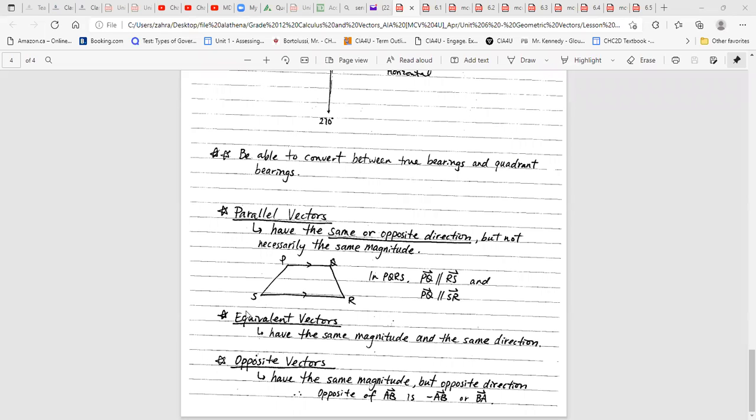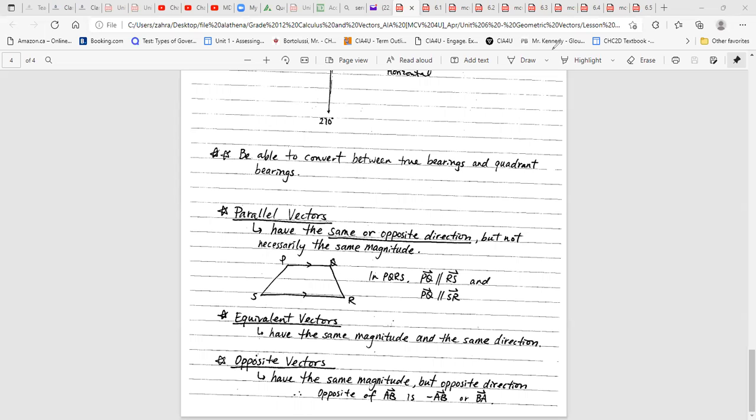Equivalent vectors are vectors that have the same magnitude and the same direction. And opposite vectors are vectors that have the same magnitude but opposite direction. Like here, these two vectors are opposite, they have the same magnitude but in opposite direction. So the opposite of AB is negative AB. And when you put a negative, these two exchange and become BA.